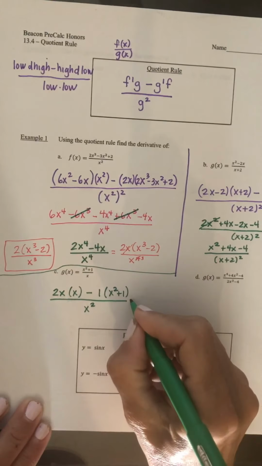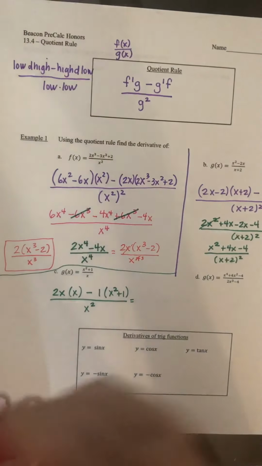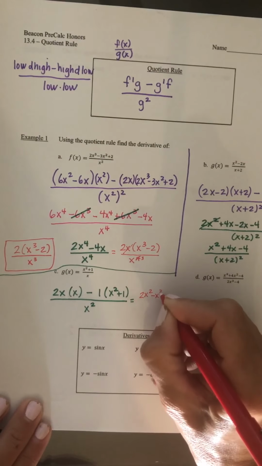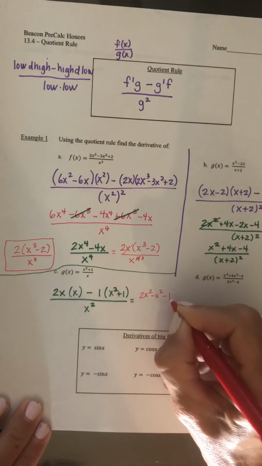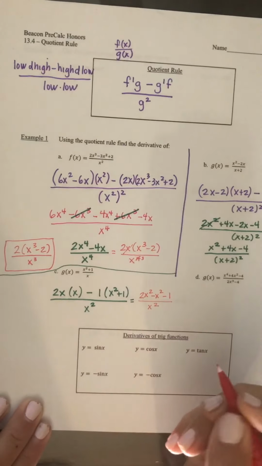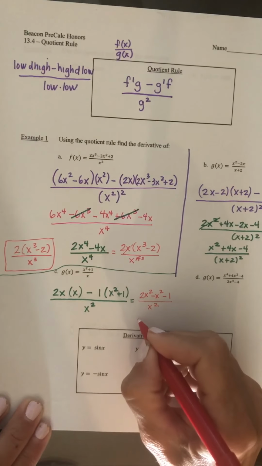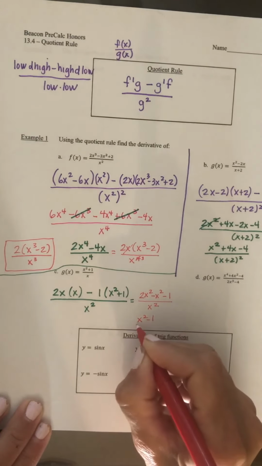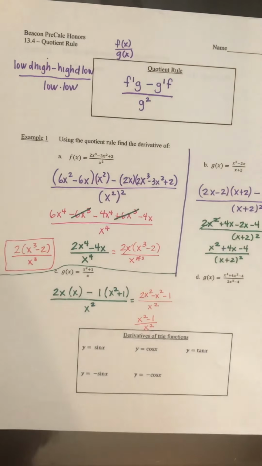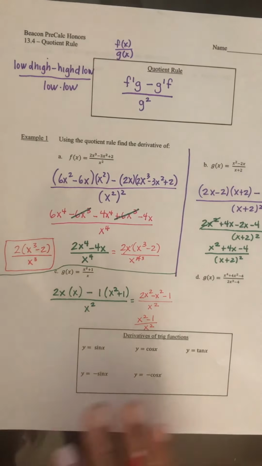Okay, so let's see what we get here. I'm going to try to write tiny. 2x squared minus x squared minus 1 all over x squared, which will simplify into x squared minus 1 over x squared. Nothing you can do there. I mean, you could do x minus 1, x plus 1 up top, but that's not going to simplify, so I'll just leave it.